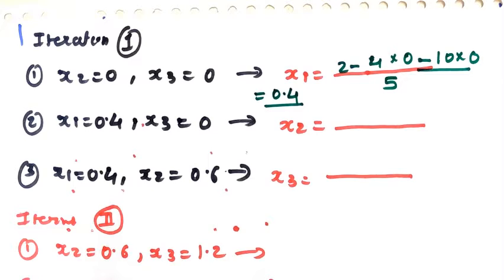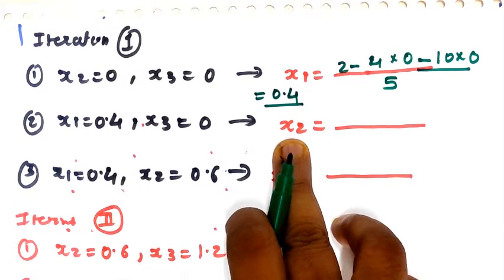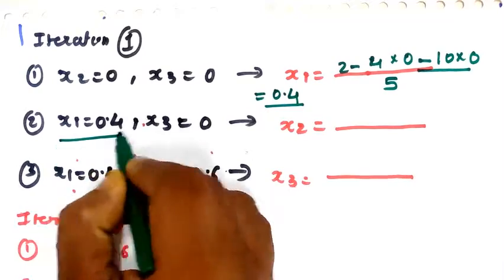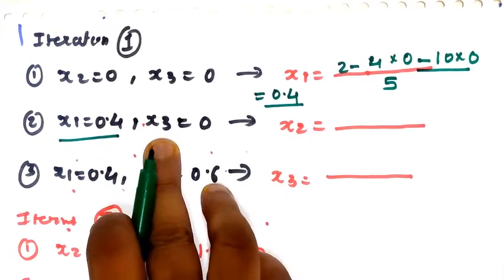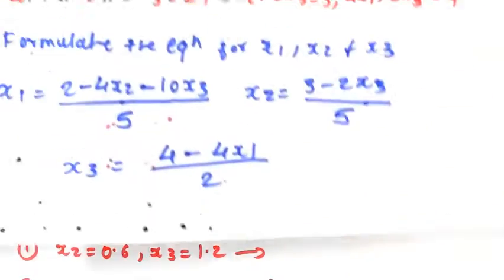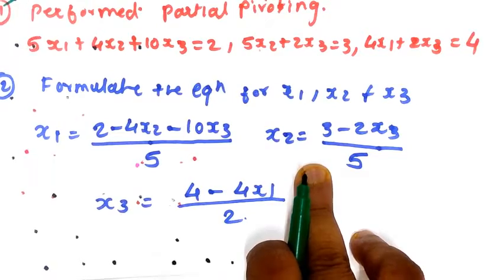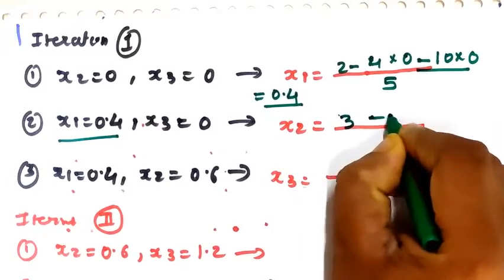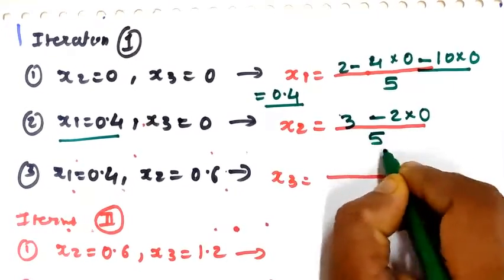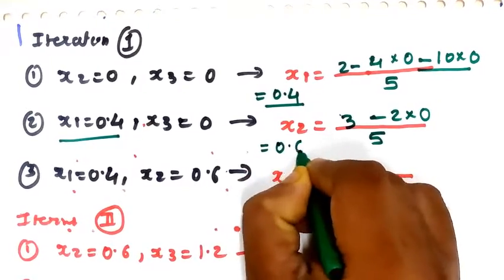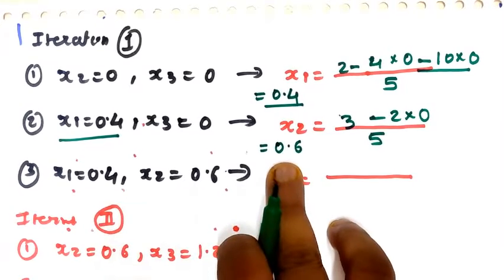Now for finding the value of x2, we use the x1 that we have found out, so x1 is now equal to 0.4, and we don't have the value of x3 yet, so put x3 equal to 0 in the equation for x2. So it will be (3 minus 2 into 0) divided by 5, which is equal to 0.6. So x2 is equal to 0.6.